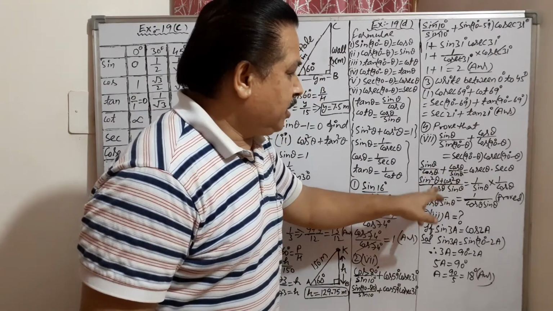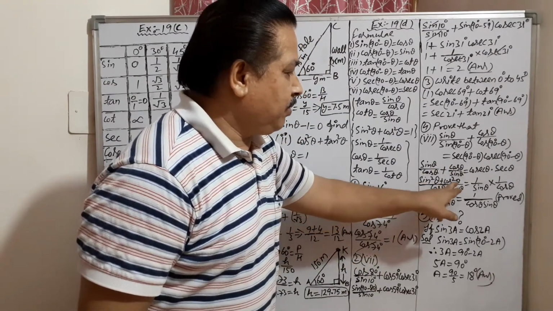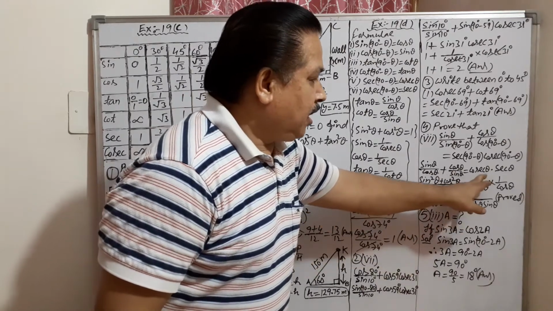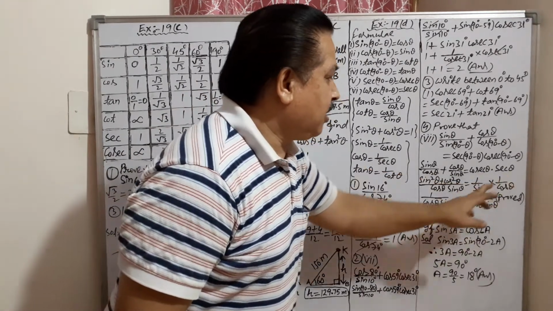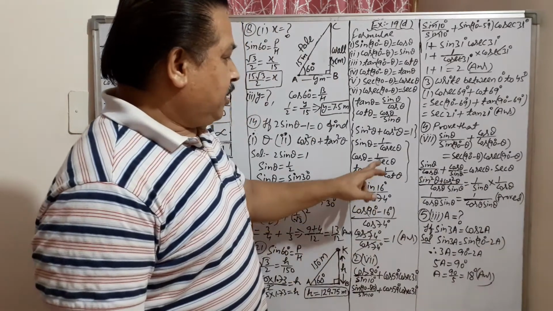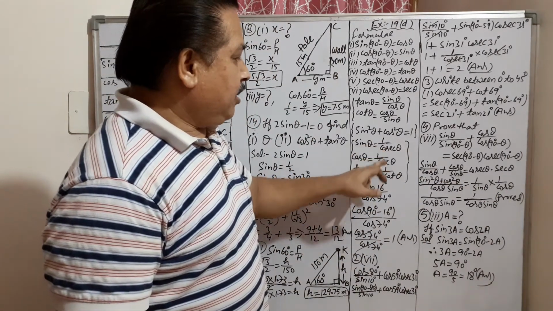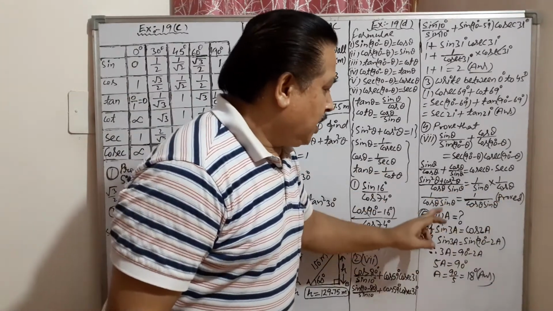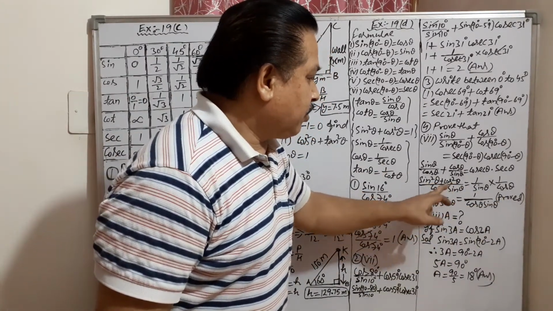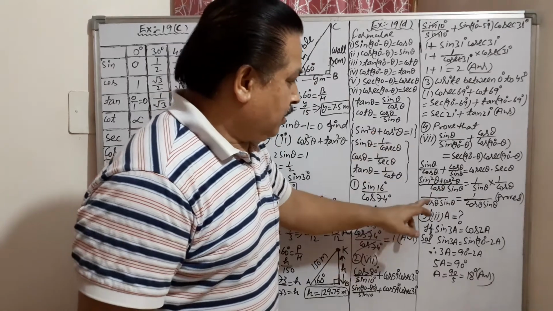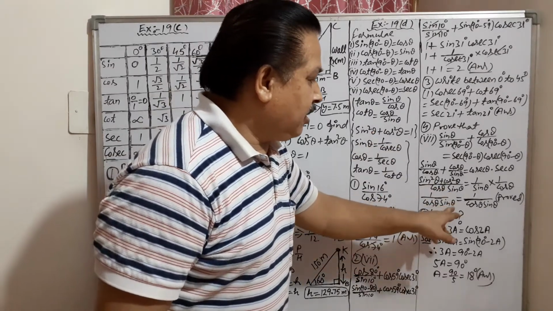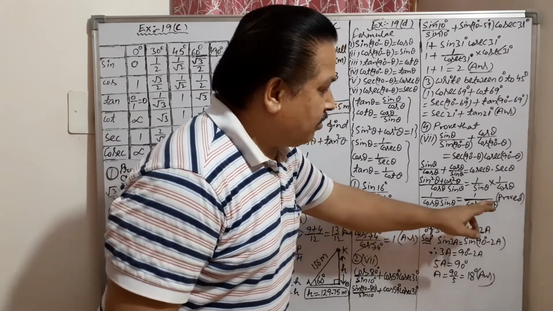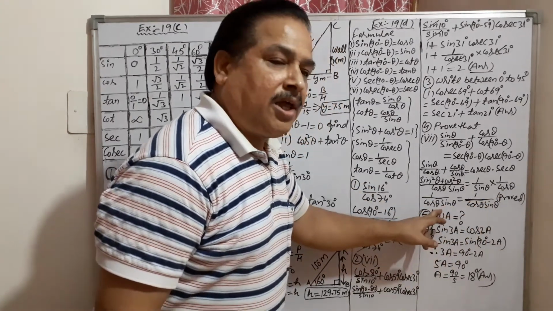Take LCM here. So it will come sin square theta plus cos square theta upon cos theta sin theta in LHS. In RHS, cosec theta and sec theta. You can write cosec theta as 1 upon sin theta, sec theta as 1 upon cos theta. Now see, sin square theta plus cos square theta is 1. So it will be 1 upon cos theta sin theta in LHS. And now see RHS. RHS is also the same as LHS.